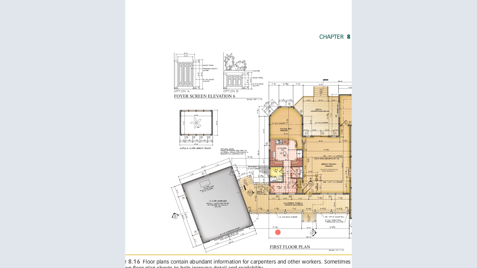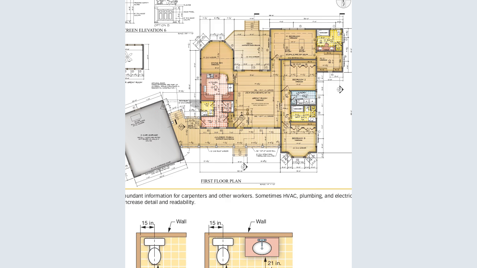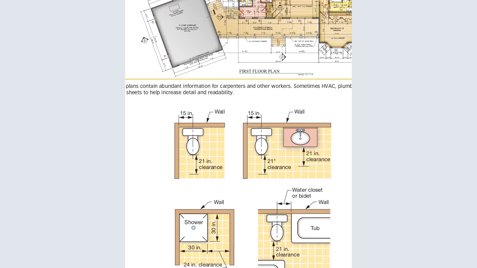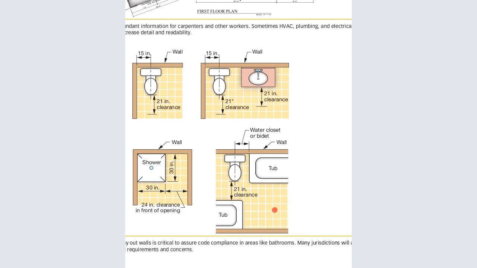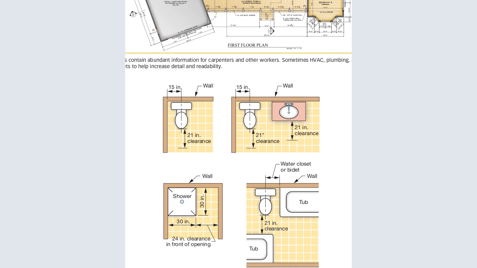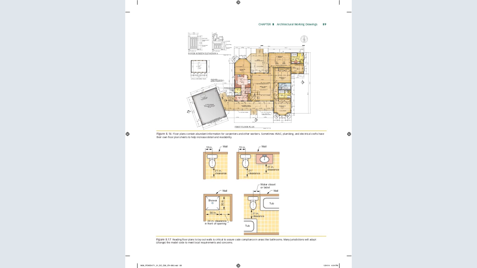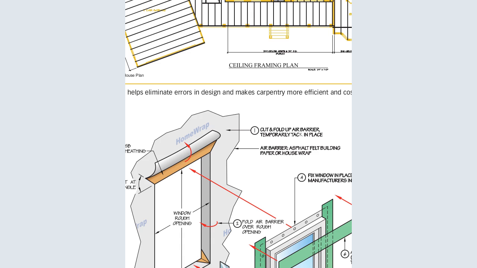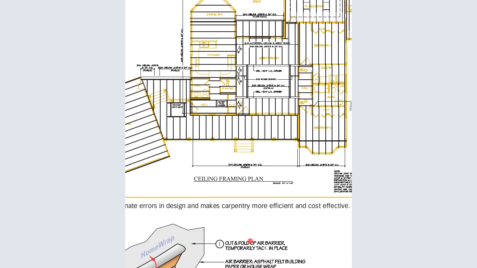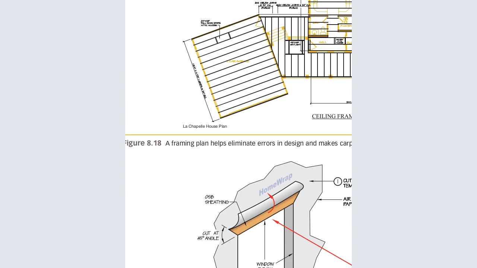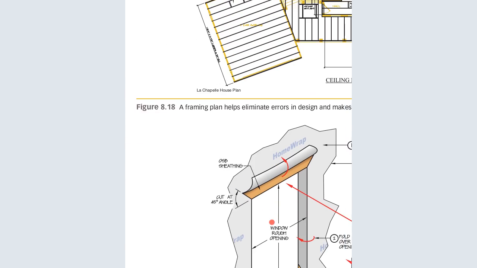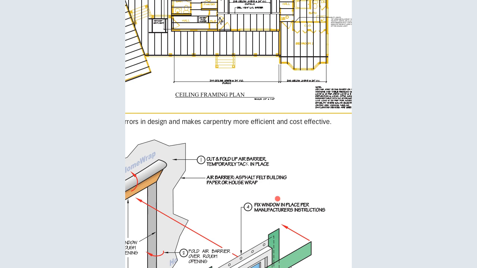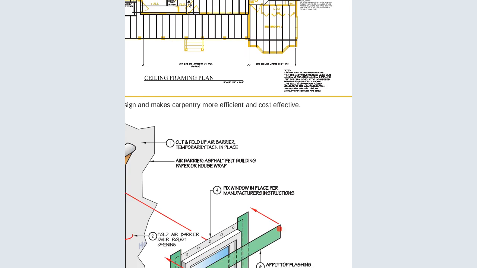So these are the basic interpretations that we have. You can see the floor plans and how they look. This is the shower, the tub, the wall. A continuation is here, the ceiling frame part. Then the framing plan helps eliminate errors in design and makes the carpentry more efficient and effective.